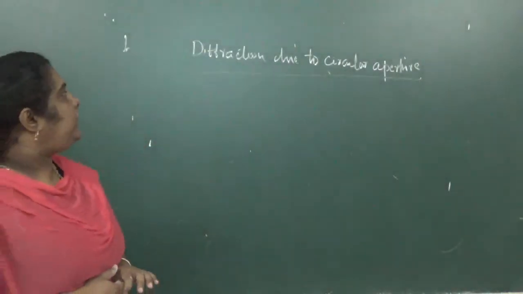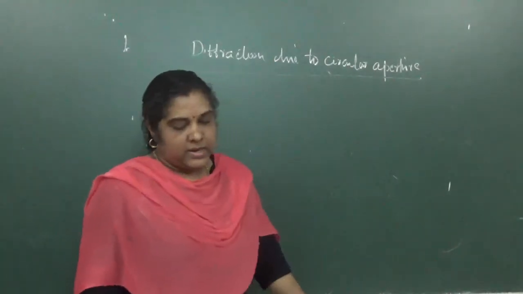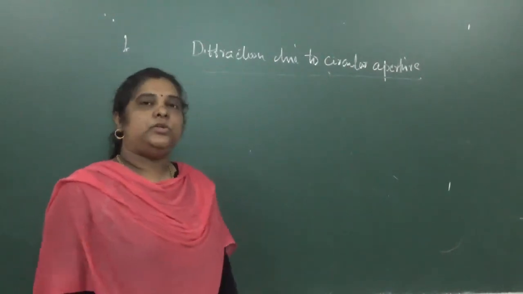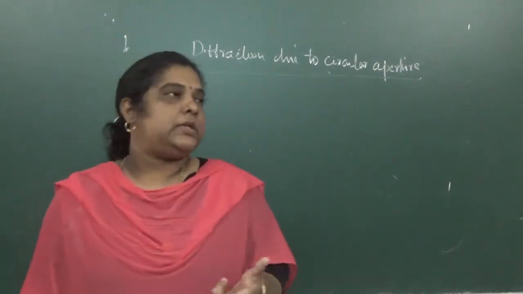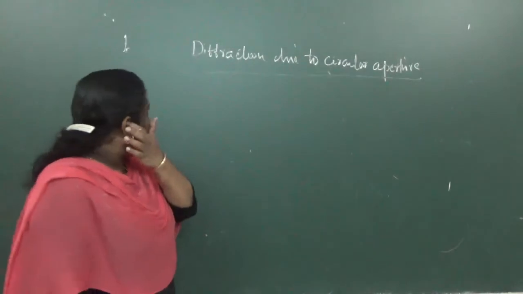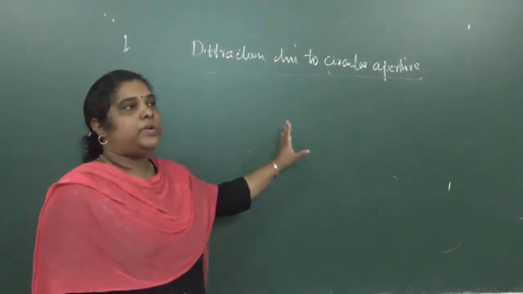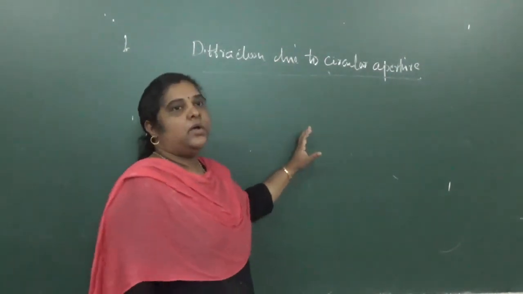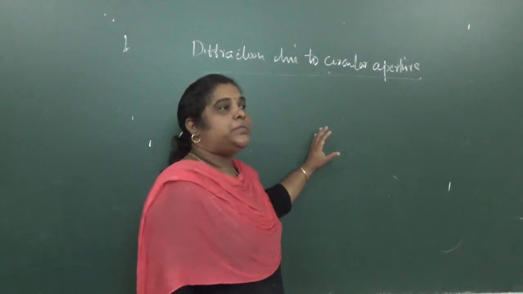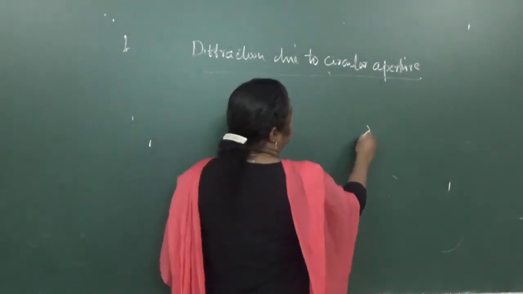Today we will discuss diffraction due to a circular aperture. In the last class we saw Fraunhofer diffraction due to a single narrow slit. There we considered a plane wavefront normally incident on the slit, and the emergent waves spread out with an angular divergence of some lambda by b.